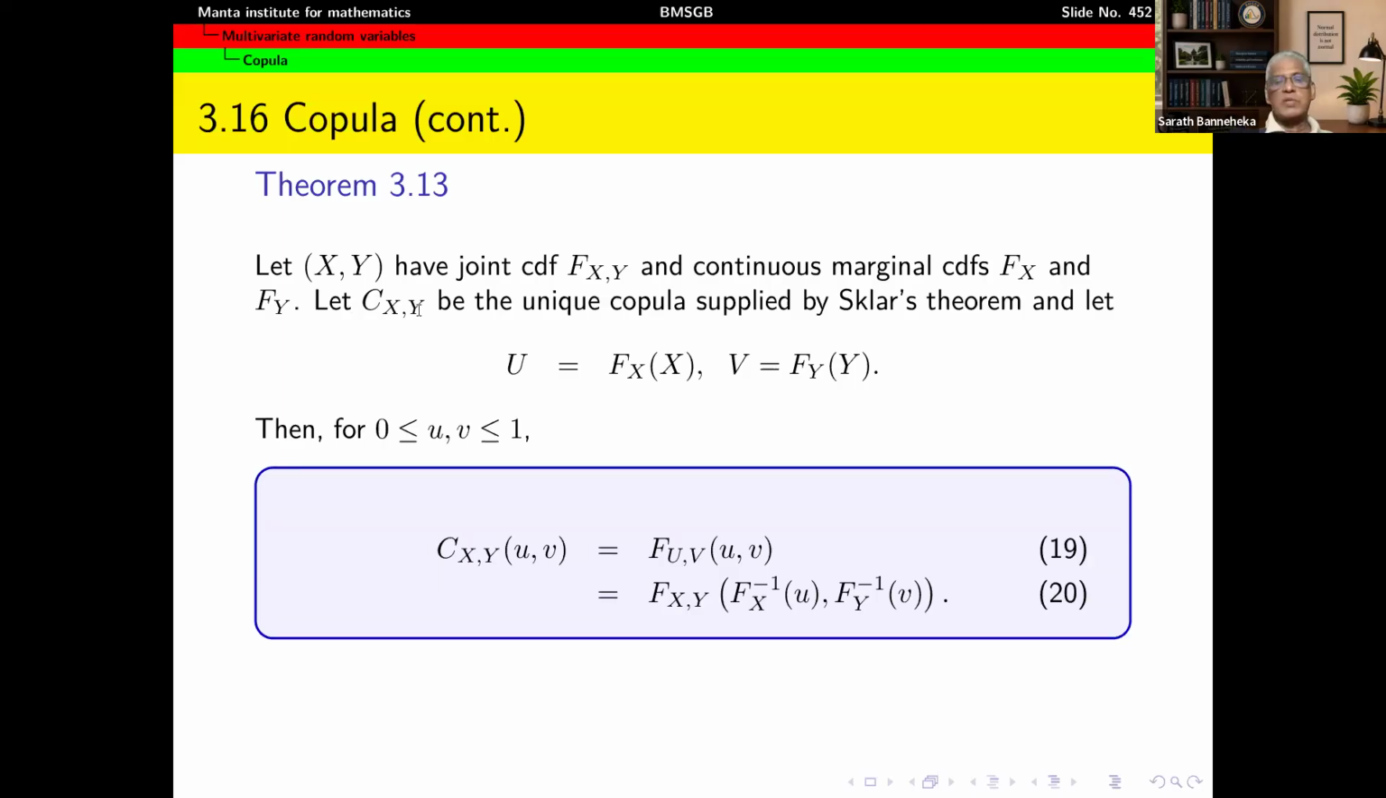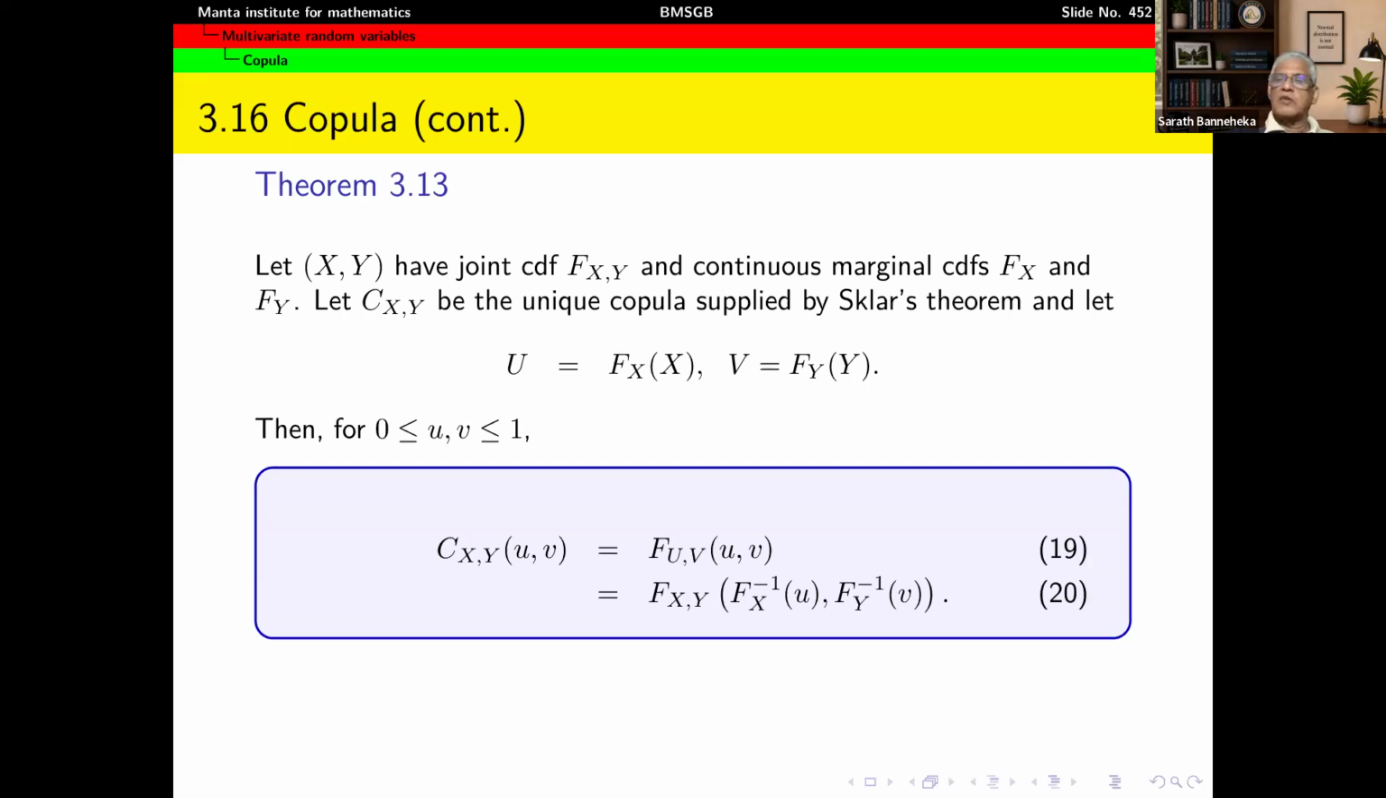So let C_XY be the unique copula supplied by Sklar's theorem related to the joint distribution of X and Y. And let capital U be F_X evaluated at capital X. So this is a random variable. It's denoted by U. And V is F_Y evaluated at Y. We already know, if you define U to be like this and V to be like this, the CDF evaluated at the random variable, those are also random variables. And U has a uniform distribution in (0, 1). V has a uniform distribution in (0, 1).